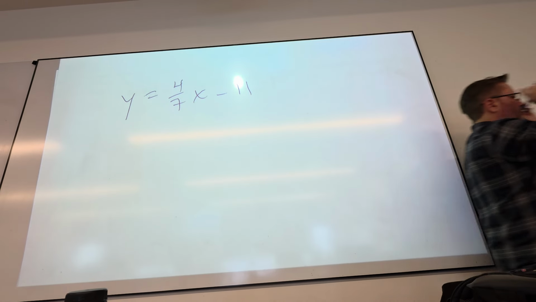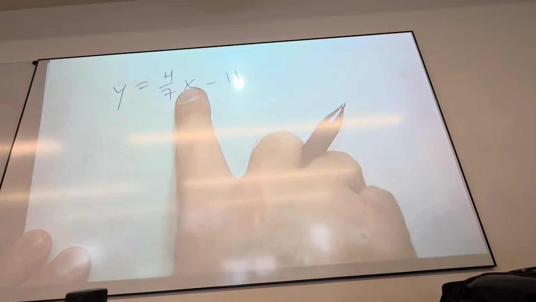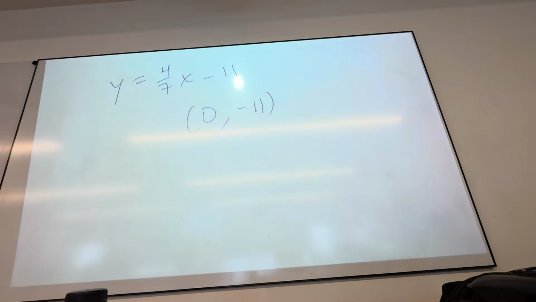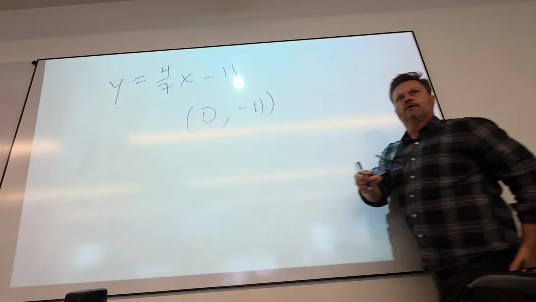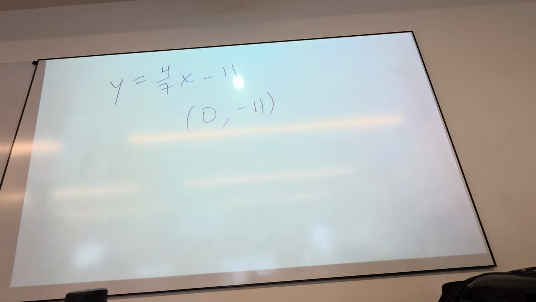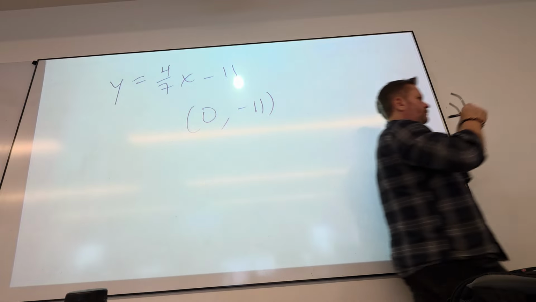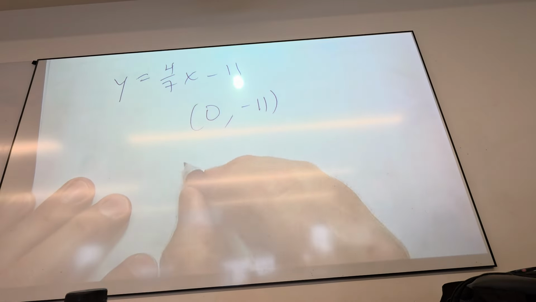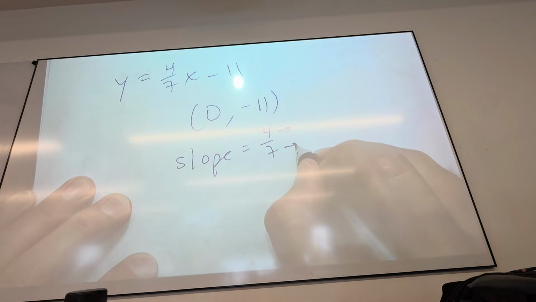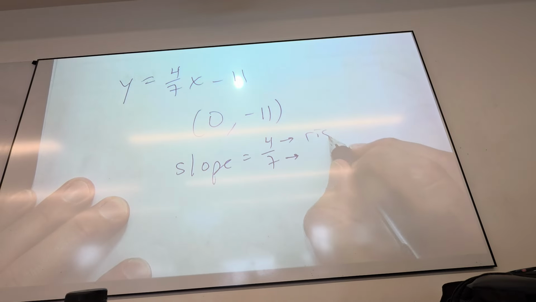How do I get an output of negative 11? I would put a 0 in for x, correct? So 0 goes with negative 11. That's why the point has two parts. I have an input that goes with an output. What would the slope be? Which means what? Rise 4, run 7.